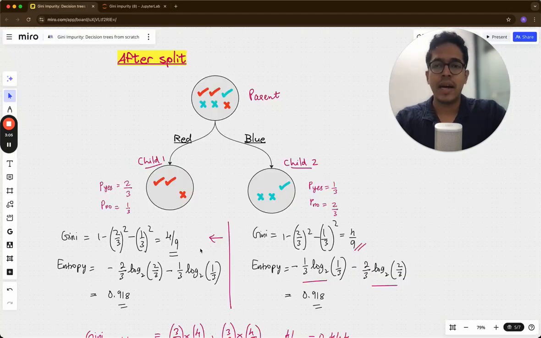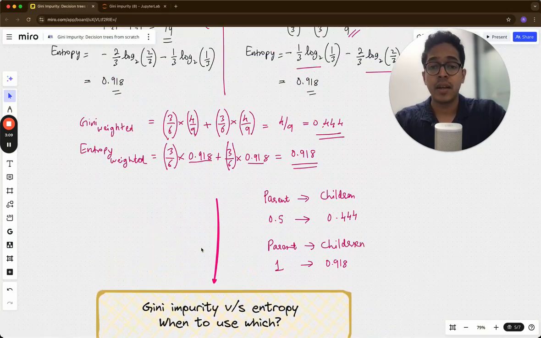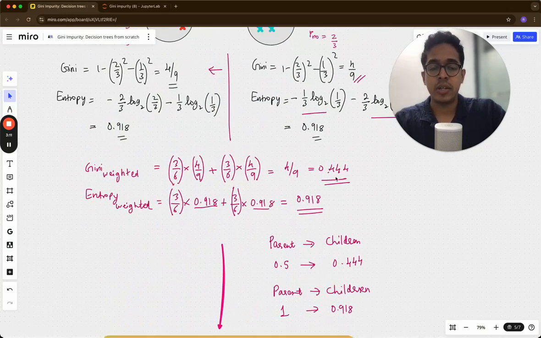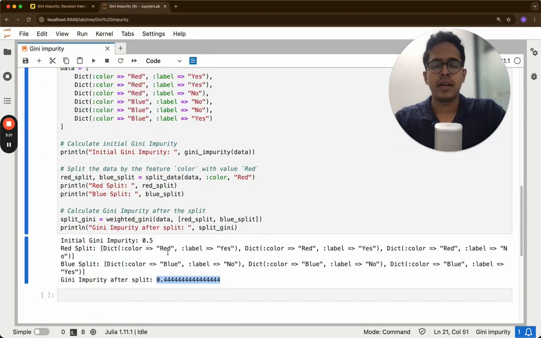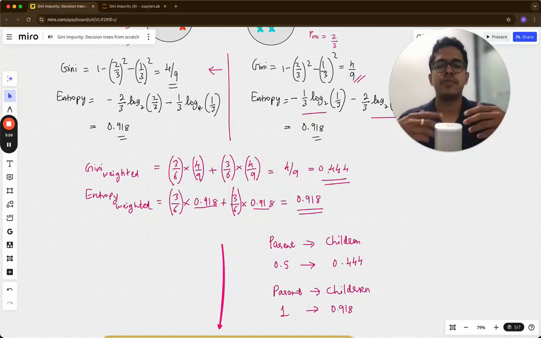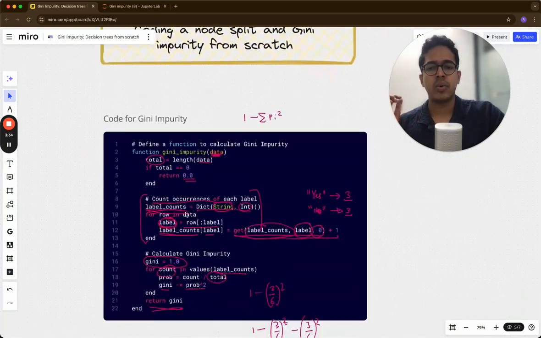And we also had calculated that the weighted Gini impurity after splitting was 0.444. And you can see that here also in the code, we are getting exactly the same thing. Gini impurity after splitting is 0.444. So this is a fairly straightforward implementation of Gini impurity. Now we can use this wherever we want. In the building of a decision tree from scratch, we can use the same thing. But I think this is a very good place for us to conclude this lecture.